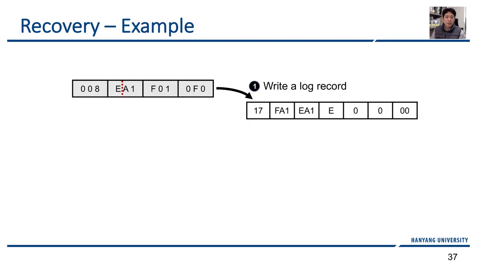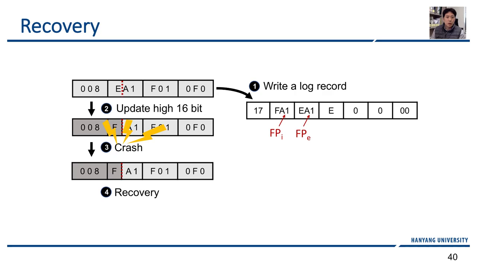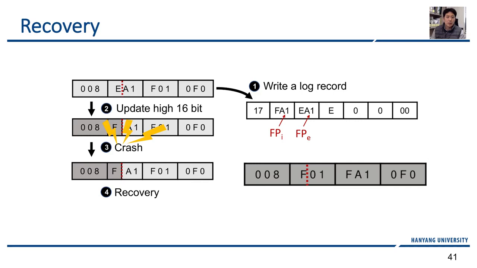When we insert a key into this bucket, we first write a log record and update the smaller 16 bits like this. And before we update the rest, if a system crash occurs like this, we need to recover from this inconsistency. Although FPI is in the bucket and FPE is not, the update is not complete. A completed update is shown on the right for comparison.